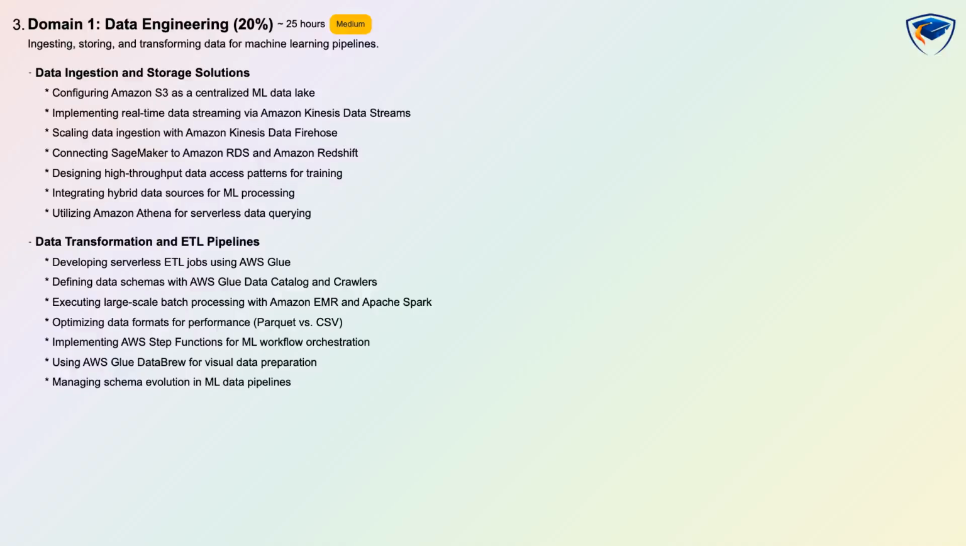Model evaluation and validation cover confusion matrices and ROC for classification, RMSE and R-squared for regression, precision, recall and F1 score, K-fold cross-validation and holdout validation, detecting bias and explainability with SageMaker Clarify, and analyzing residual plots and error distributions to compare multi-class versus binary metrics.